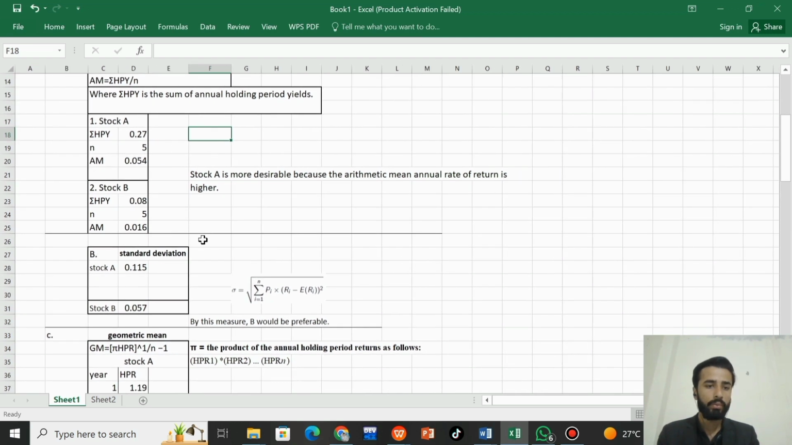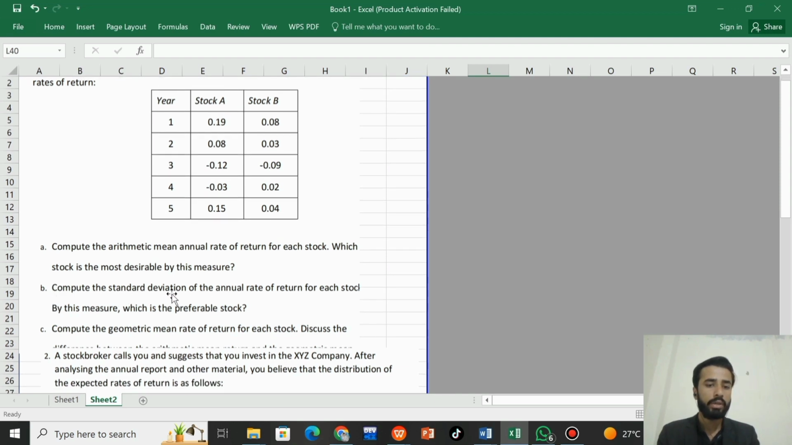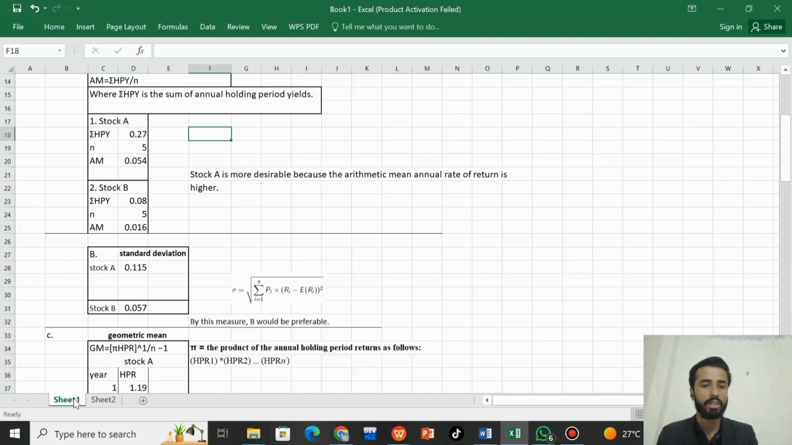So now we move forward to the second question. We have done part A. Then we are going to part B, which is: compute the standard deviation of the annual rate of return for each stock; by this measure, which is the preferable stock. In this question we have to calculate the standard deviation for both stocks, and then we have to suggest which stock is most desirable. So let's start the calculation for standard deviation here.